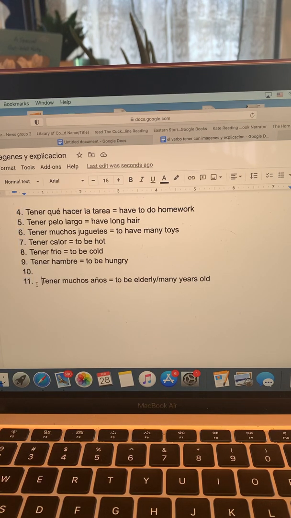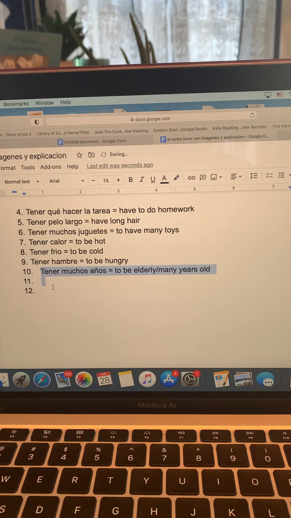So, the last one is going to be tener muchos años. And that would mean to be elderly. Okay? This indicates the age. It doesn't specifically give us a number of years. However, the word muchos would mean many, right? I think we know that.